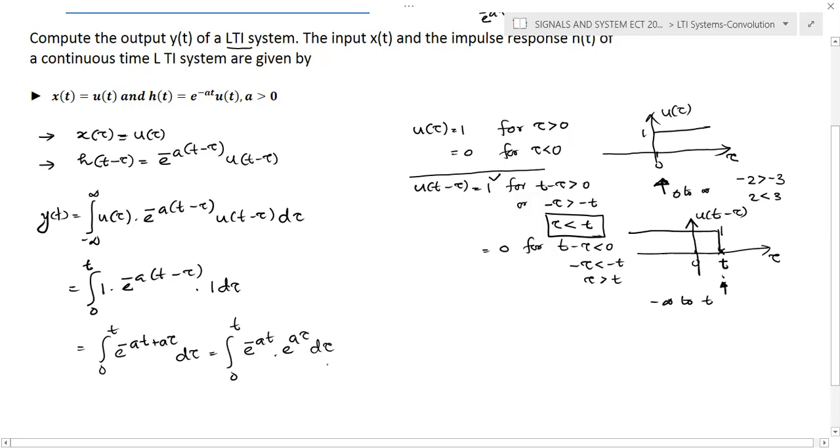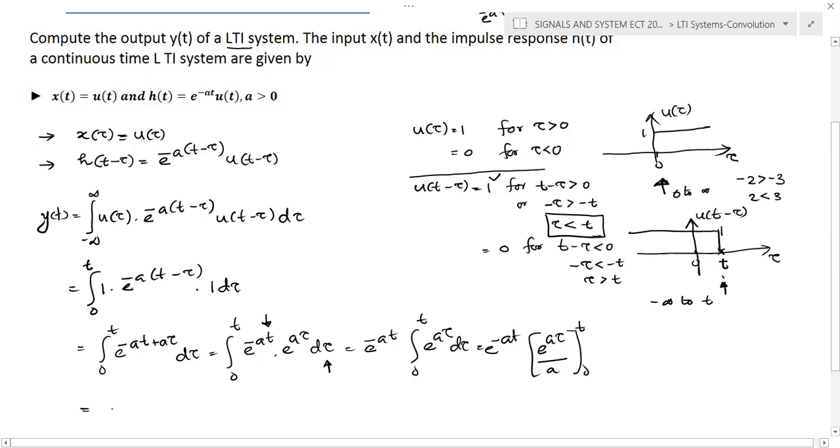And if you consider this particular equation here, tau is the variable, so you can consider t as a constant and take it outside. So e raised to minus at, and the remaining term is integral 0 to t e raised to a tau d tau. If you integrate this term, it becomes e raised to minus at times e raised to a tau divided by a, because tau is the variable and the limit is from 0 to t.